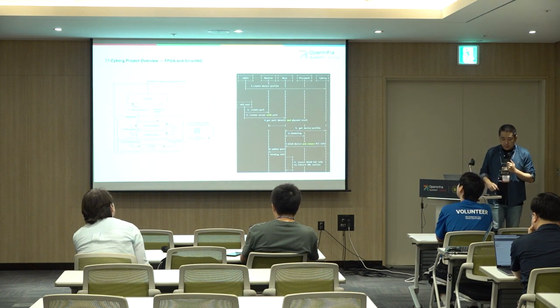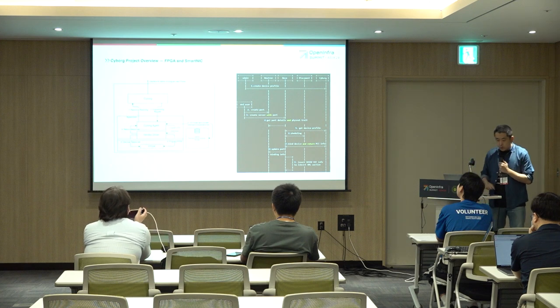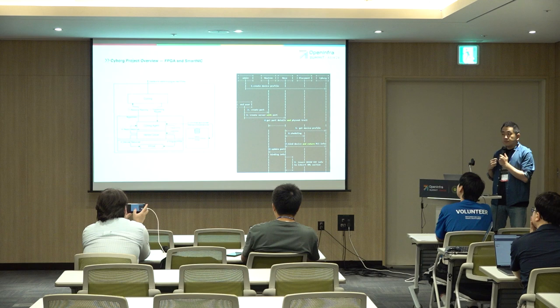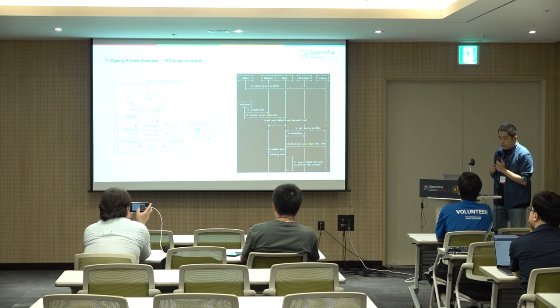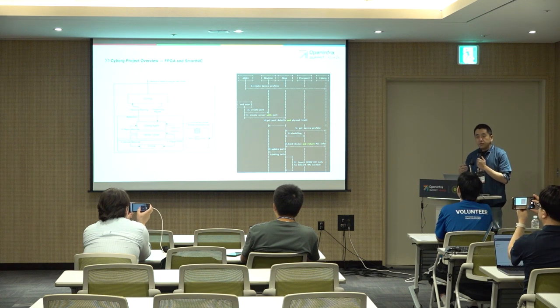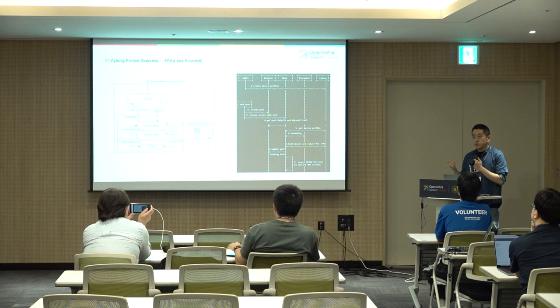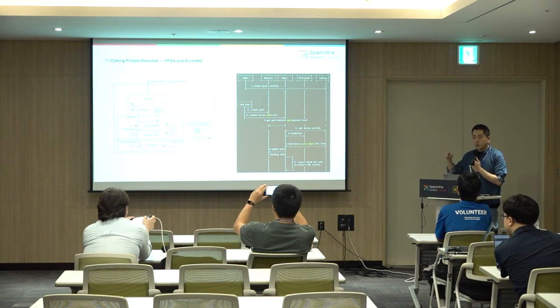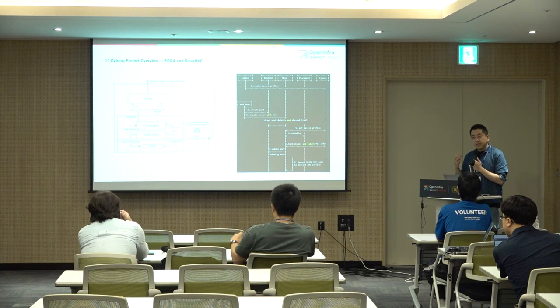Okay, the second one is more network related, so it's FPGA and SmartNIC. Standing here now, 7 years later, I think Cyborg is still the only open source cloud management project that you can use to create an FPGA instance on your OpenStack cloud. It's a bit sad, but I think Cyborg is still the only one.